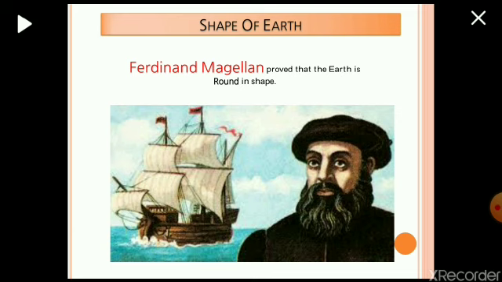About 500 years ago, a Portuguese sailor named Ferdinand Magellan started his journey by ship from Spain along with other sailors. They went towards the west, sailing in the same direction for a long time. Magellan himself was unable to complete the journey, but his sailors kept on moving.